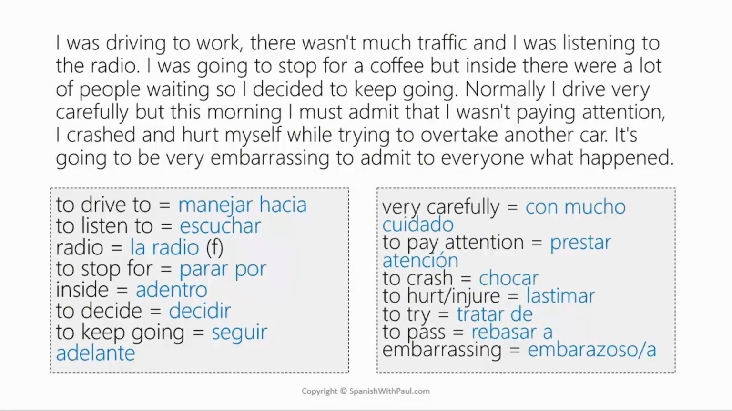Then we have to crash, chocar. To hurt or to injure, lastimar. To try, tratar de. And then to pass, meaning to overtake someone on the road, is rebasar, and you'll follow that with a. Then finally, the word for embarrassing can be embarazoso or embarazosa, depending on what you are referring to. In theory now, you should have enough information to make a decent effort at this translation. So pause the video and see how well you can do.